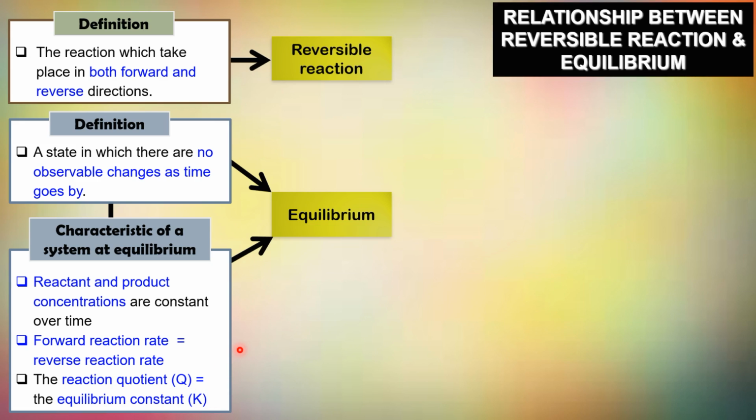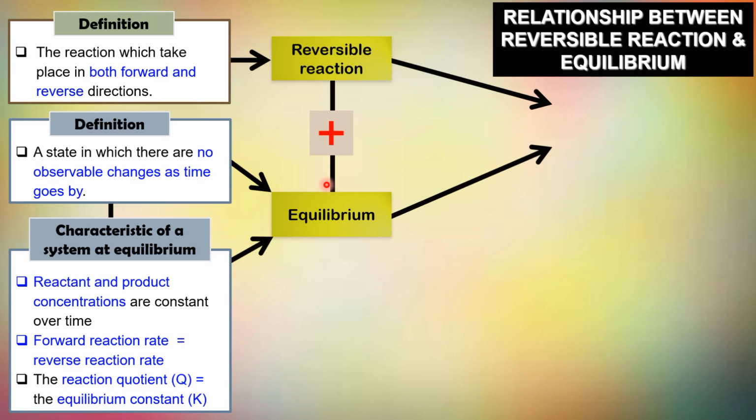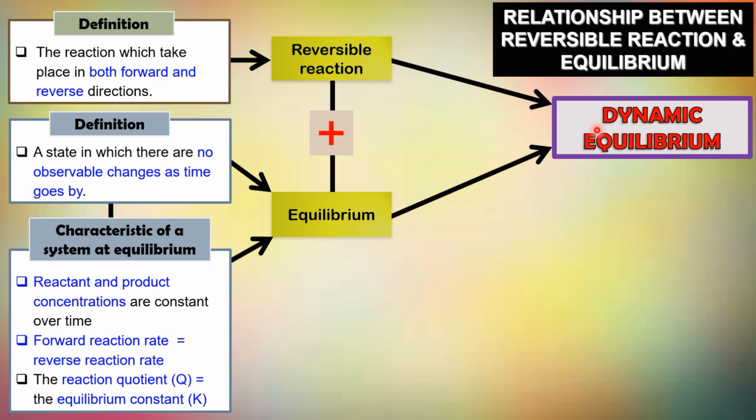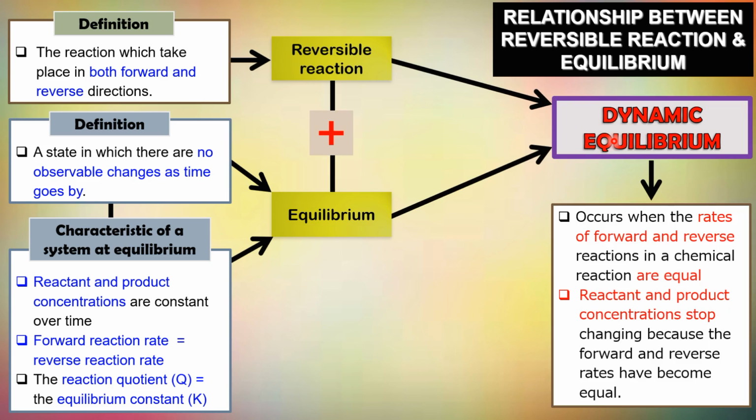Alright, so what is the relationship between the reversible reaction and the equilibrium? If these two combine together, it will form dynamic equilibrium. So what is the meaning of dynamic equilibrium? It occurs when the rates of the forward and reverse reactions in a chemical reaction are equal, and the reactant and product concentrations stop changing and become constant, because the forward and reverse rates become equal.